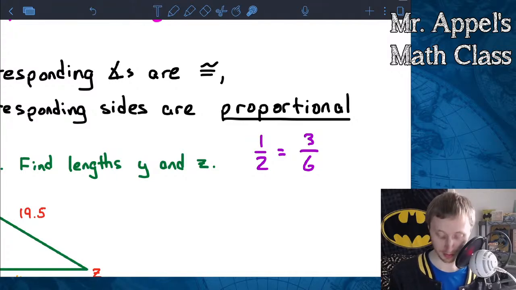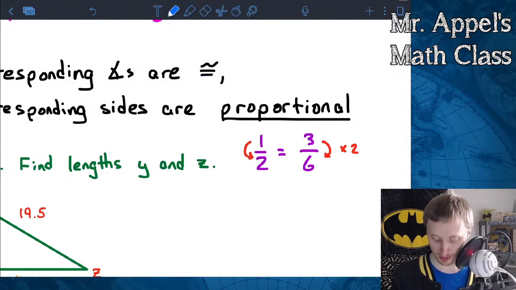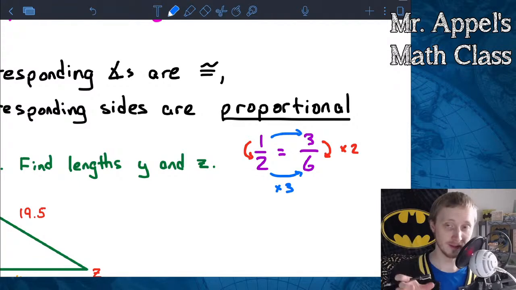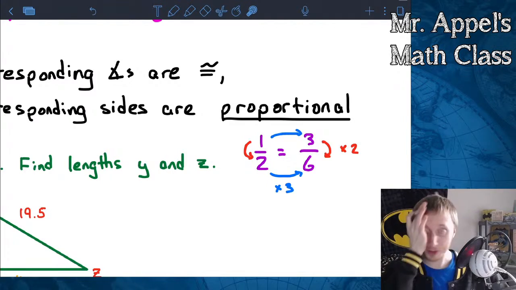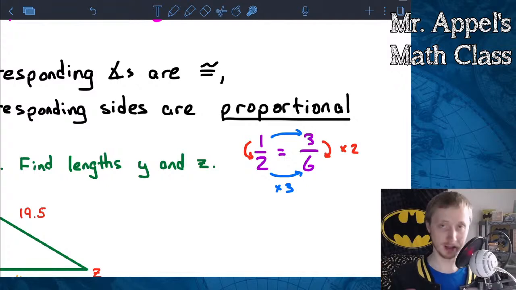So you can go vertically. You can say here to here is the same operation. You're still going times 2. Or we can go horizontally. We can say here to here, and here to here is both times 3. It's the same relationship horizontally or the same relationship vertically, however you want to think of that. So it really doesn't matter how you've set it up, so long as whatever you do on one side, you do on the other side, just like any equation.